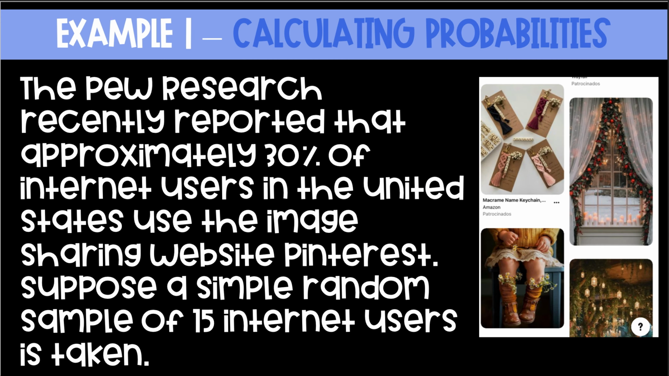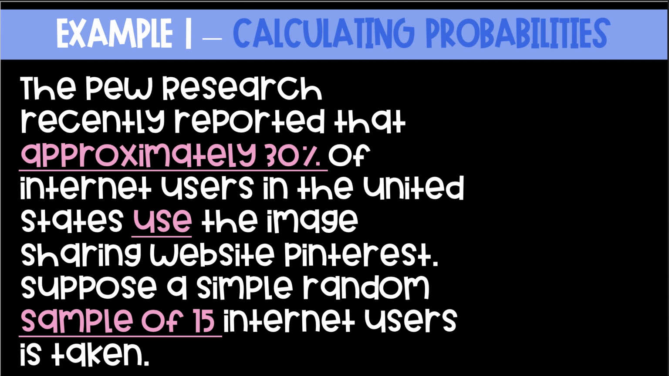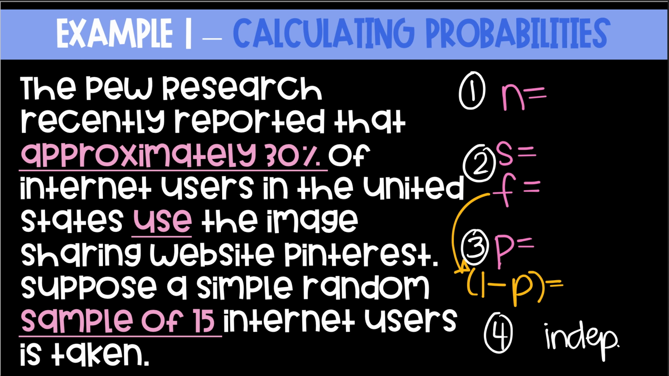The Pew Research recently reported that approximately 30% of internet users in the United States use the sharing website Pinterest. Suppose a simple random sample of 15 users is taken. Let's check if this is a binomial random variable. We're going to look for if our four conditions are met.